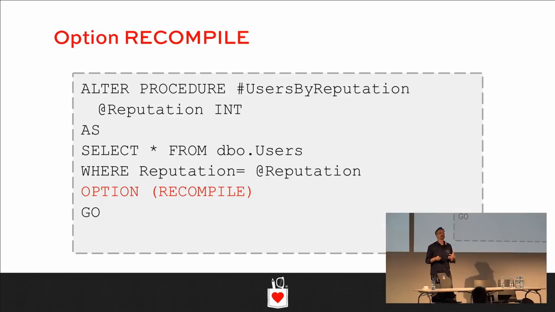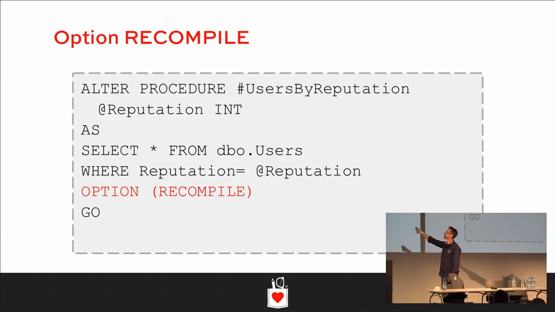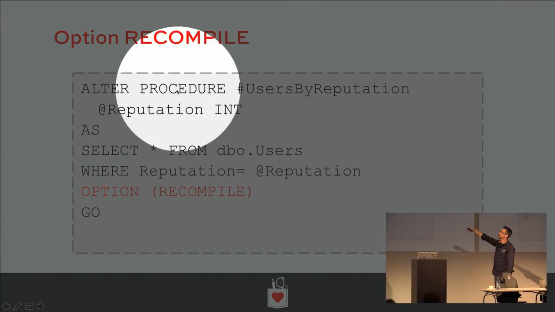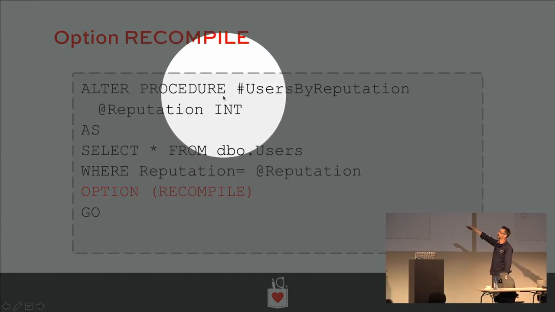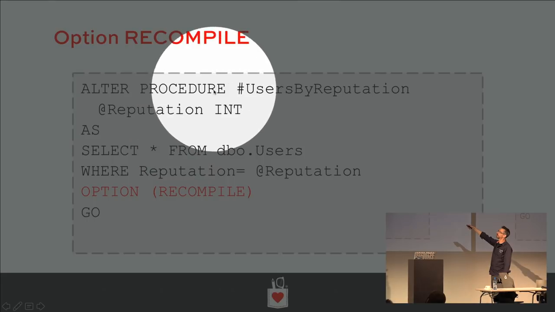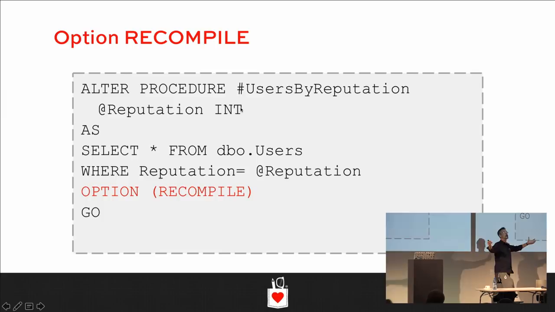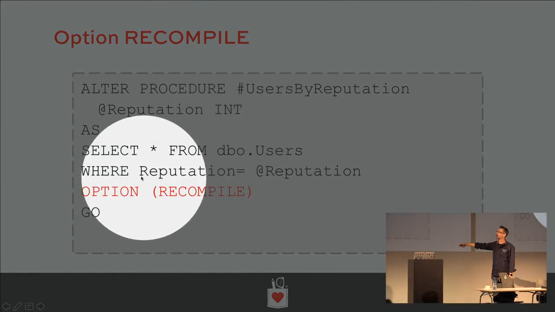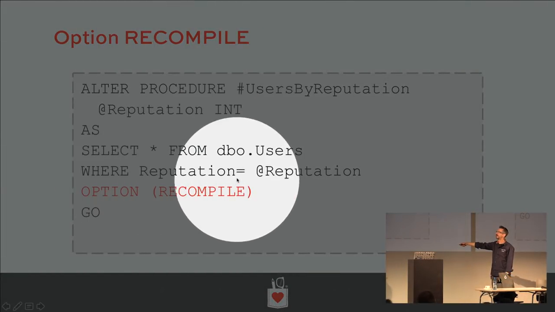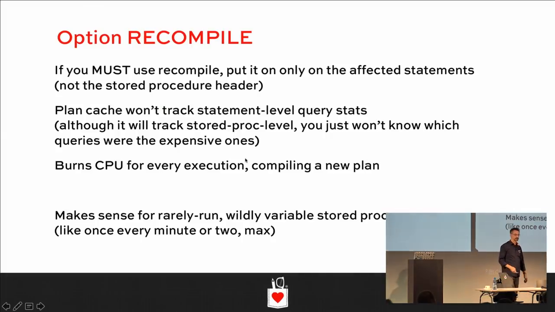There are two places that I can stick a recompile. Oh, that could get dark fast. So I could put an option recompile down at the entire stored procedure level. I could say, build this stored procedure with recompile so that every single time the stored proc runs, the whole thing gets a new execution plan. Or I can stick recompile on specific statements inside the stored procedure.